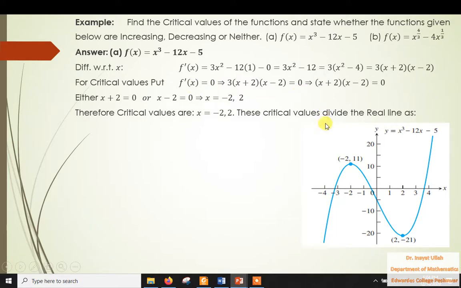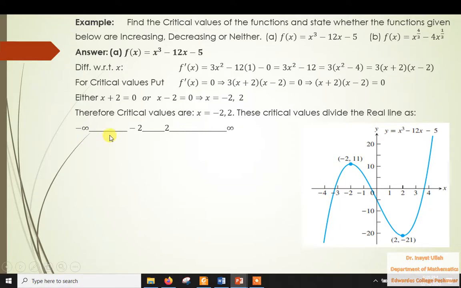Anyways, we see here that these two critical points divide this whole graph. We may say that these two critical points, minus 2 and plus 2, divide this whole real line in this fashion. There is minus 2, and on the left hand side there is minus infinity; then minus 2, minus 1, 0, plus 1, plus 2, and so on, up to plus infinity. So these two critical points divide the whole real line in this fashion.